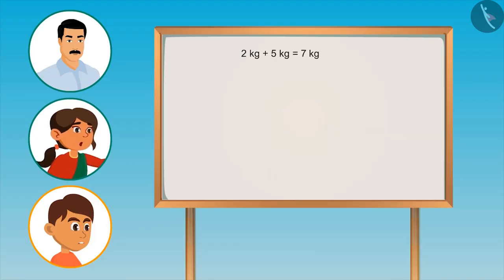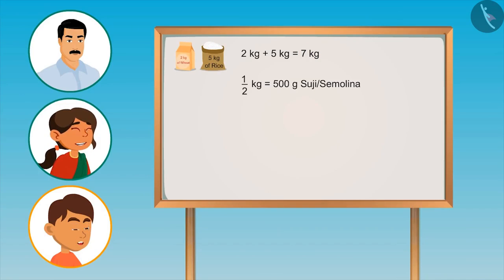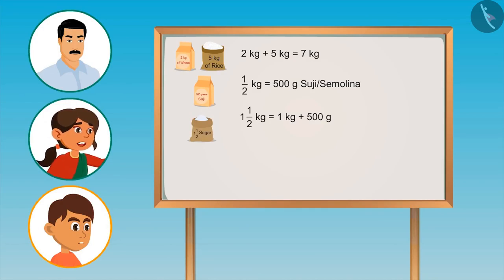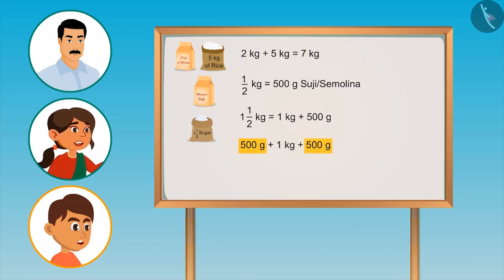Let me try. Units of 2 kgs and 5 kgs are same. So this will give 7 kgs. Right. Half a kg suji means 500 grams. You have become so intelligent, Neetu. 1.5 kgs of sugar means 1 kg and 500 grams. Absolutely correct. 500 grams and 1 kg.